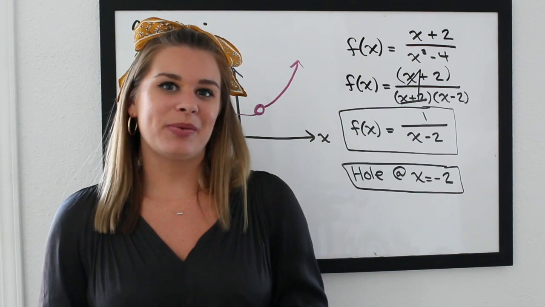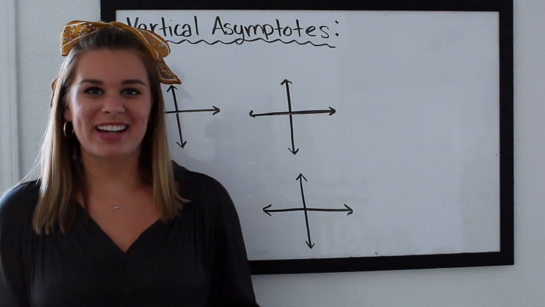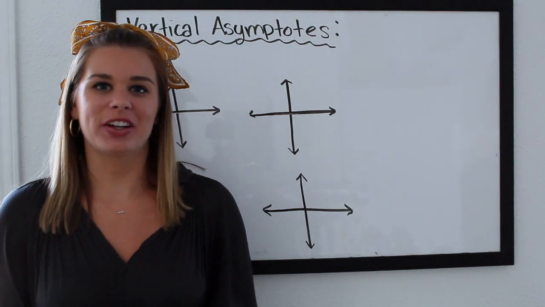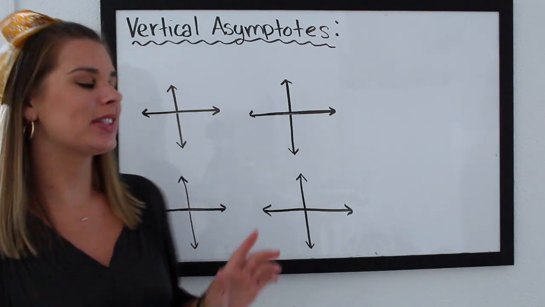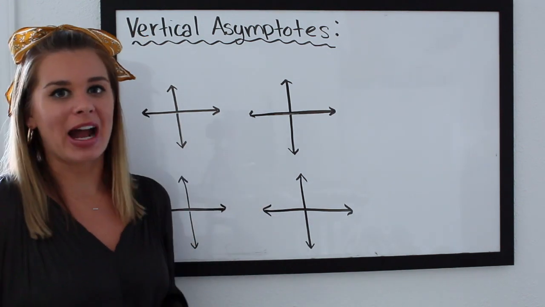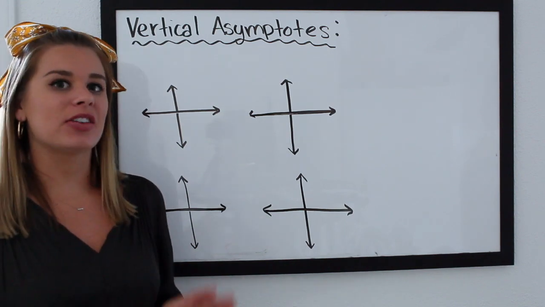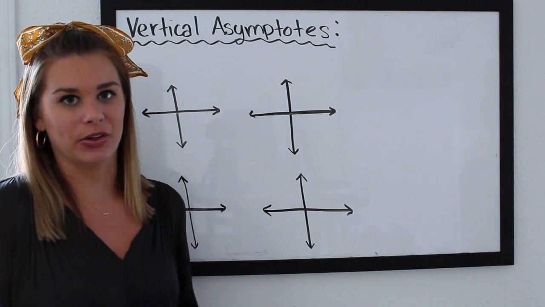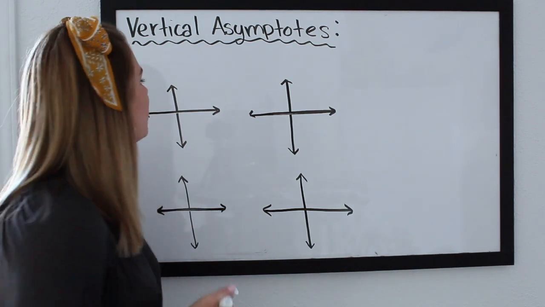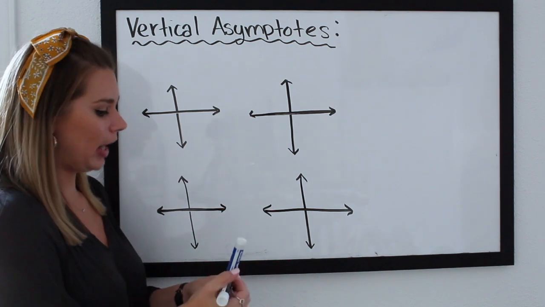The next thing we're going to review is a vertical asymptote. The next characteristic of our graph that we're going to look at is a vertical asymptote. As you can see, I have 4 sets of axes drawn here. That is because there are 4 different cases we could potentially have going on for our vertical asymptotes. We could actually have 2 different kinds of vertical asymptotes.